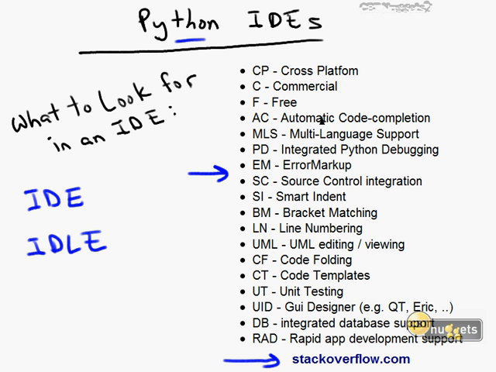This is a list of IDE features that the professional programmers at Stack Overflow thought were useful for comparative purposes. Is the IDE cross-platform? Does it run natively on Windows, Mac OS X, Linux? Is it commercial or free? Do we have code completion? Do we have localization with language? Do we have a debugging environment that's integrated into the IDE? Can we mark up errors and exceptions? Is there source control integration?